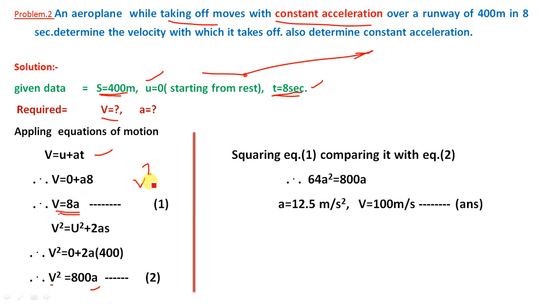If I square this equation, what will you get? v square is equal to 64 a square. Squaring of this equation gives v square equal to 64 a square, and you have to compare this now. So 64 a square is equal to 800a. After solving this, you will get the value of a. Once a is known, substitute in equation number 1, and you will get the value of v. So the acceleration at the time of takeoff is 12.5 meter per second square and velocity is 100 meter per second. This is your answer.